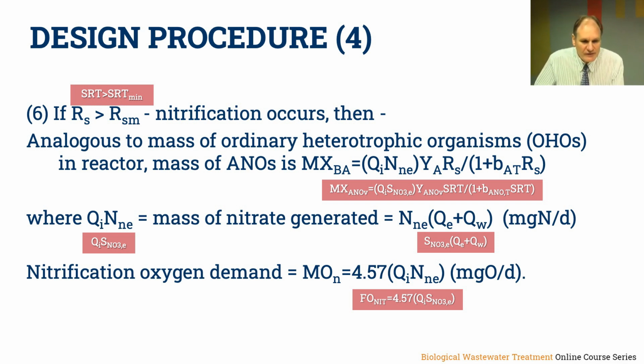So the flow rate times the nitrate concentration in the effluent is the mass of nitrate generated, which would be equal to the nitrate concentration in the effluent flow plus the nitrate concentration in the waste flow. And due to the water balance, the effluent flow plus the waste flow is equal to the influent flow. The nitrification oxygen demand would be the mass of nitrate generated times 4.57 milligrams of oxygen per milligram of nitrate generated.